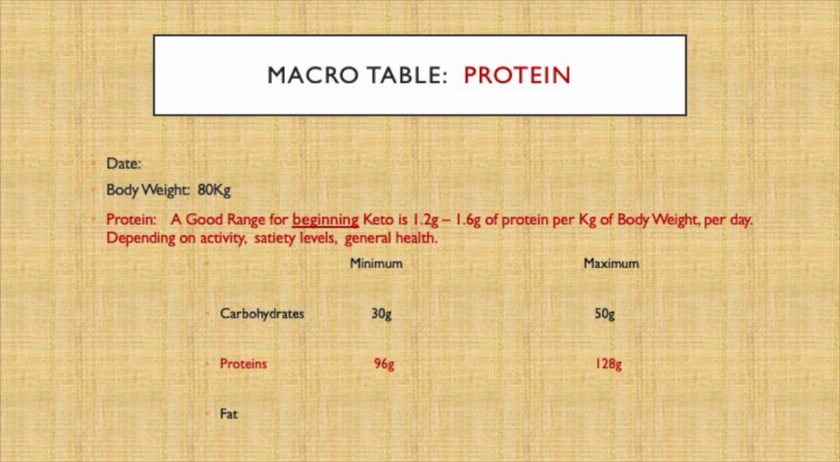So to calculate the lower threshold would be 80 multiplied by 1.2, which gives a lower threshold amount of 96 grams of protein. And then to set the upper threshold, that would be 80 multiplied by 1.6, and that gives an upper threshold of 128 grams of protein per day. And as the body becomes more responsive to protein, the amounts of protein can be increased over time.